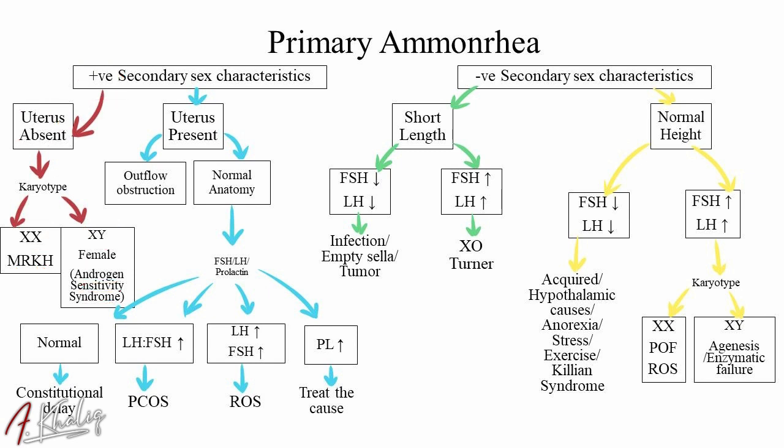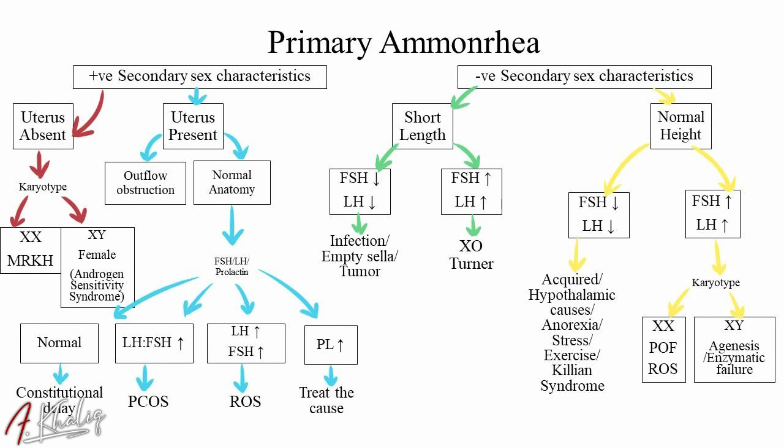Now let's imagine you have a patient with primary amenorrhea with positive secondary sex characteristics and the uterus is also present. Now you look for outflow obstruction, you look at the hymen. If the hymen is imperforate, then you will say it's outflow obstruction. If not, you will just call it normal anatomy. Then you will further investigate for the secondary causes of amenorrhea and you're going to order FSH, LH and prolactin. Now if everything comes back normal, this is just a constitutional delay.